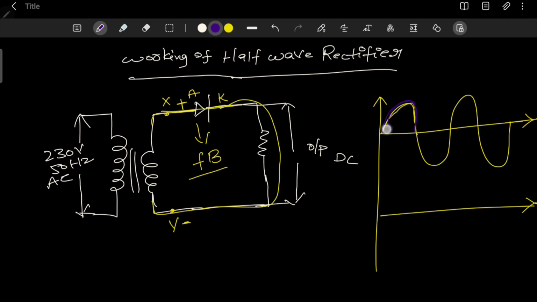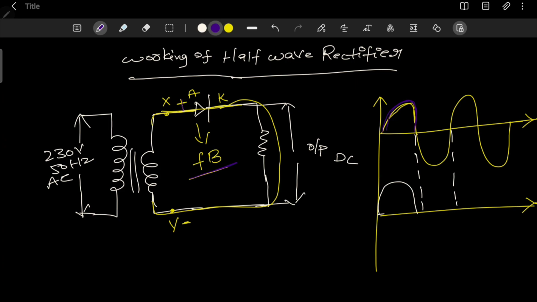During the positive half cycle, how will the diode conduct? The positive is connected to the anode and the negative is connected to the cathode. So it will act as forward bias and the current will flow. Now, how will the graph look? It will conduct during the positive half cycle.